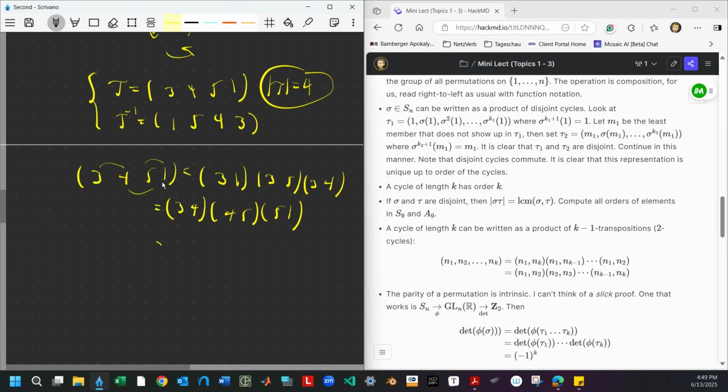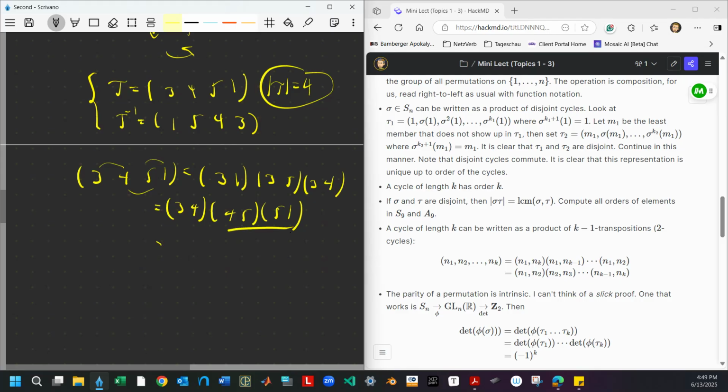Then we have, what's the next one I want to see? So 1 went to 3. Let's see where 3 goes, right? I guess I'm just going in order, right? So 3 doesn't do anything, it goes to 4, right? 3 goes to 4. And where does 4 go? Well, 4 doesn't do anything here. 4 goes to 5, and that doesn't do anything else, so 4 goes to 5, and we're done.